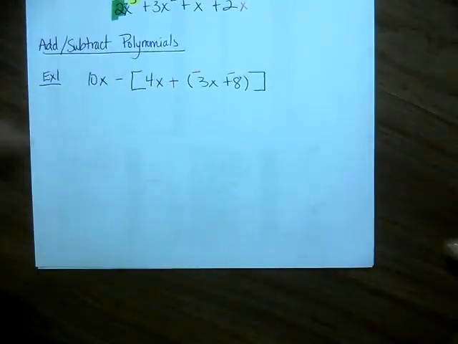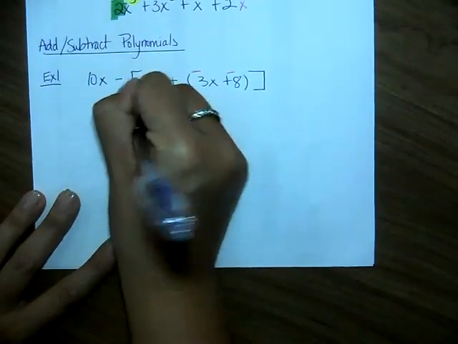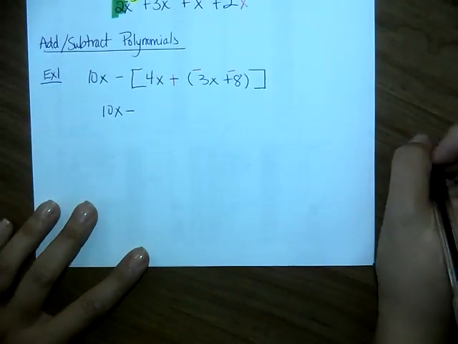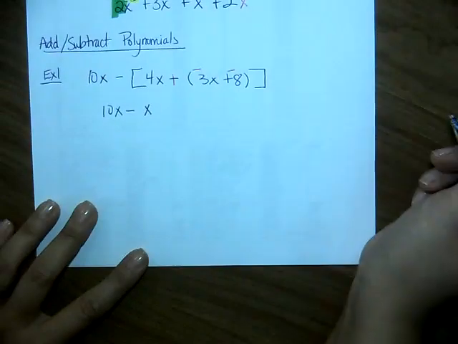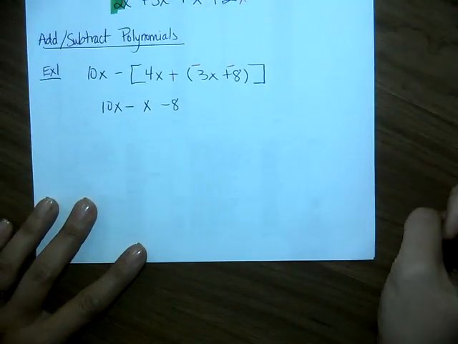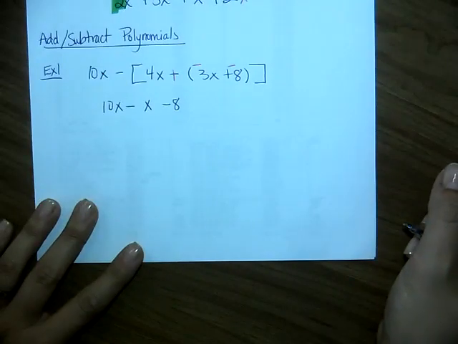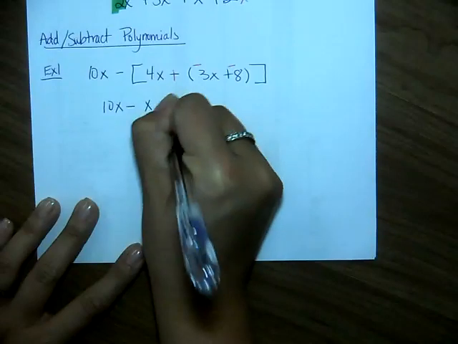Okay. Now these brackets are working as one big set of parentheses, correct? So you have to combine what's on the inside first before we deal with subtracting this from 10x. So let's see, 4x minus 3x is just x, and then we have this minus 8. Okay, combine your like terms, and we end up with 9x minus 8.